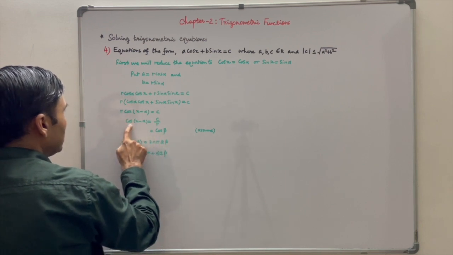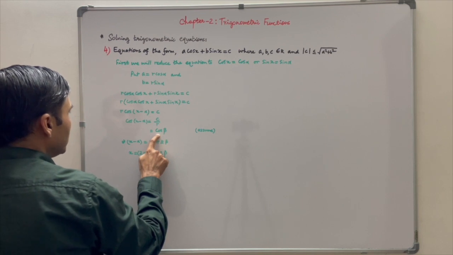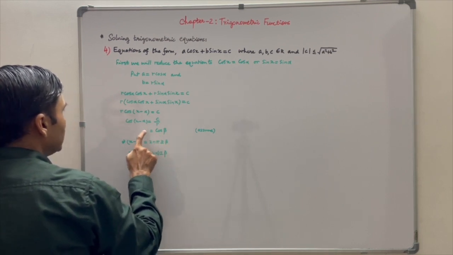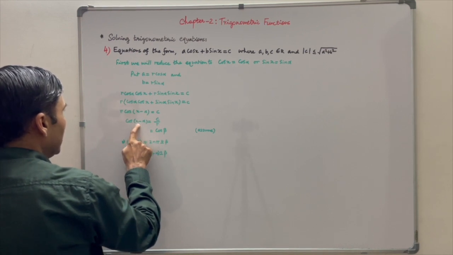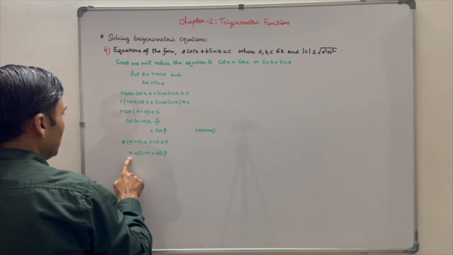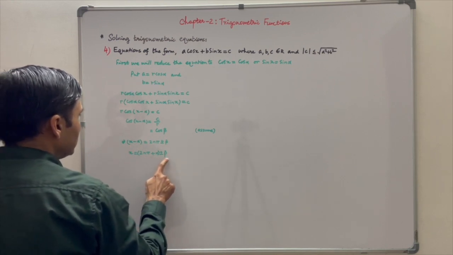Now it is in the form cos θ = cos α. So the general solution is θ = 2nπ ± α. Here θ is x - α and α is equal to β. So general solution will be x = 2nπ + α ± β.